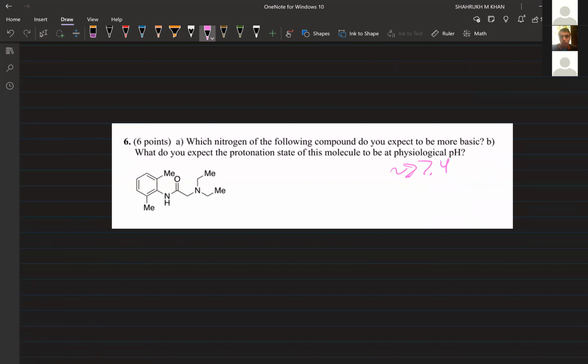Which nitrogen of the following compound do you expect to be more basic, right? So we did this yesterday, not yesterday, I should say Saturday. More basic means usually more localized or less stabilized, right? So here we have two nitrogens, we'll call them A and B. Well, you guys tell me.